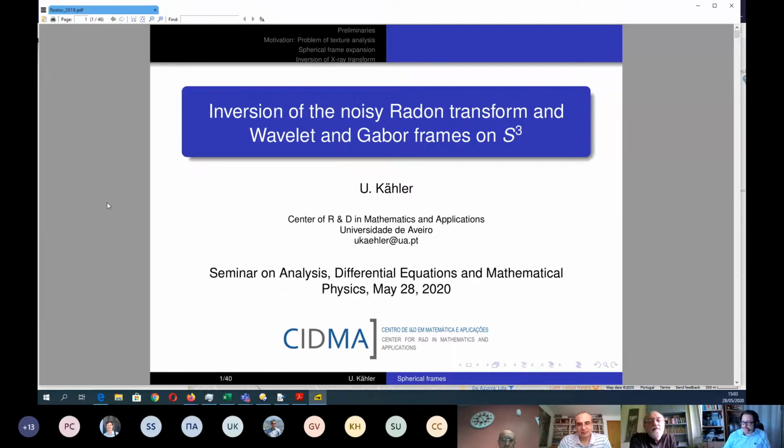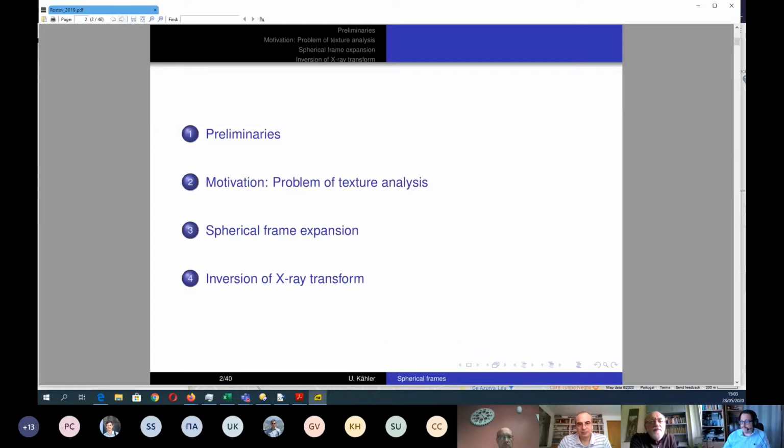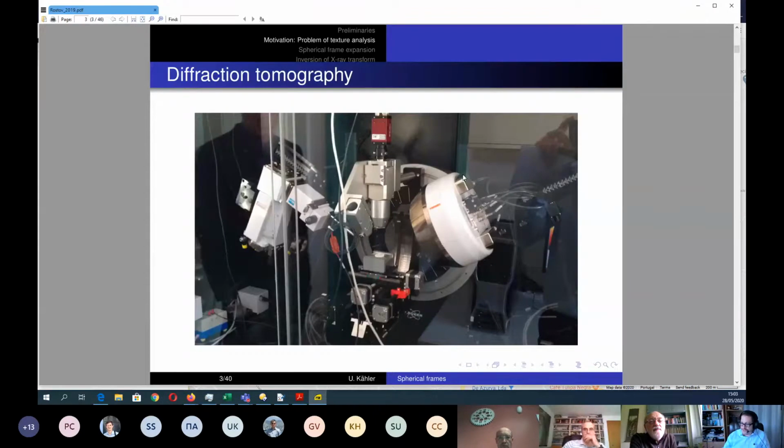The talk, as was said, is about the inversion of the noisy Radon transform. And in fact, behind that one, you have a very practical problem, which is shown by this machine, and that is crystal tomography. So basically, this machine is giving us the data. And the problem you can see in the following.